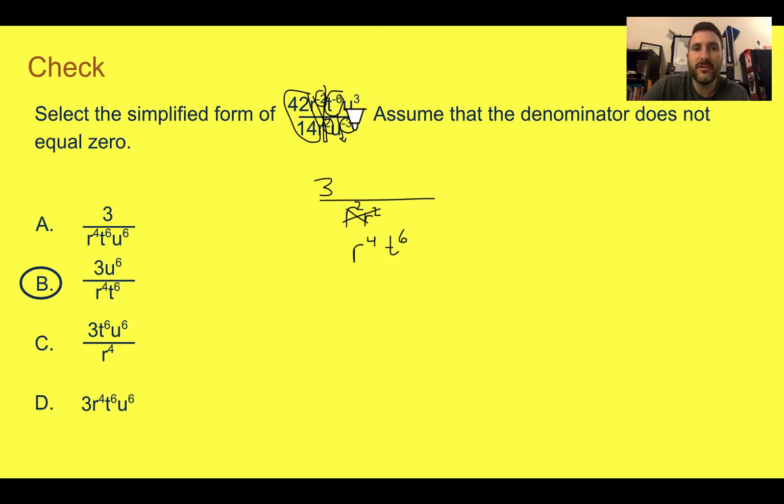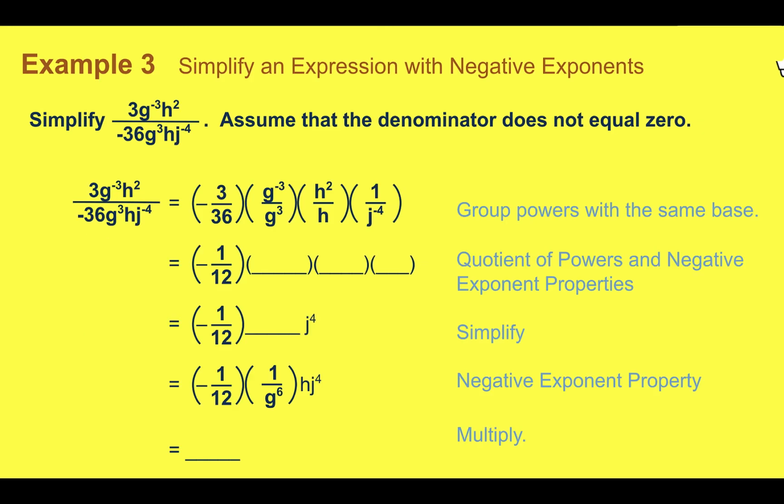Here I see u to the negative 3 on the bottom, so I need to swing it up. U to the positive 3 was already there on top. I'm going to move that other u to the 3 up. I have u to the 3 and u to the 3, so u to the 6. So what I'm left with is 3 and then u to the 6 on the top, and r4 and t6 on the bottom. Again, my negative exponents just flipped to the opposite side of the fraction bar, and then combined with any other of that variable that was there already, using the product of powers property that we learned about in lesson 1.